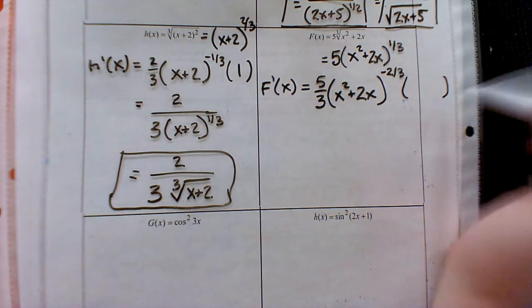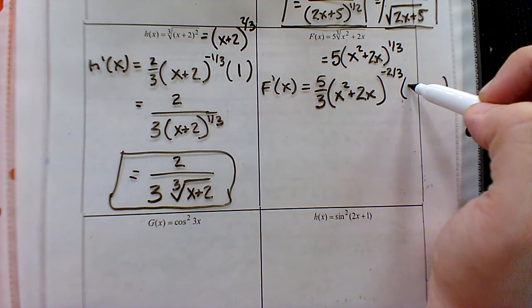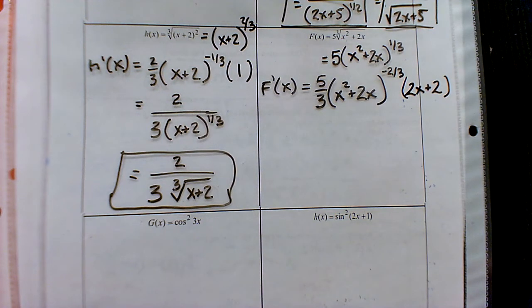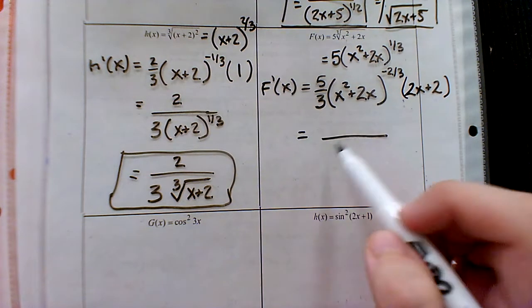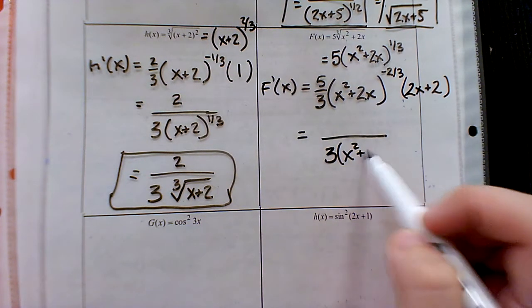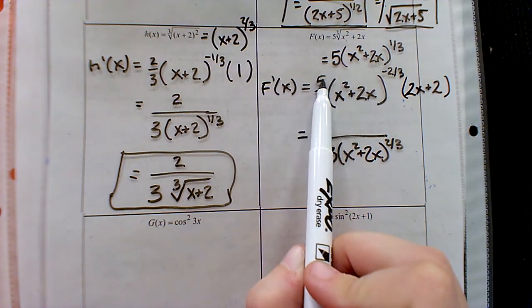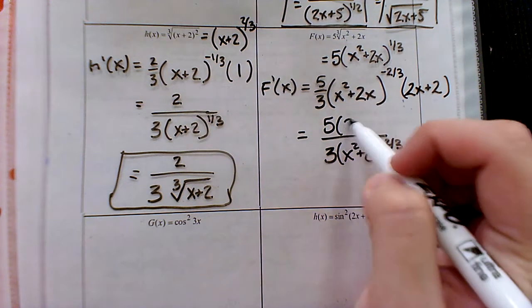Speaking of the inside, what is the derivative of the inside, that next layer? Are you guys writing down 2x plus 2? Okay, good. Let's see, if we clean it up, this negative power is going to move to the bottom with the 3. But up top, we still have a 5 times this other quantity of 2x plus 5. Or sorry, 2x plus 2.